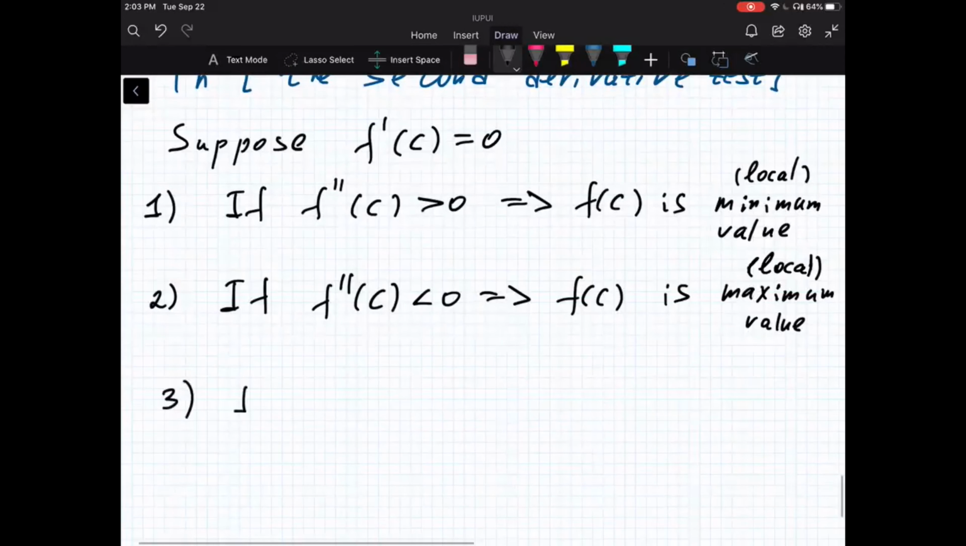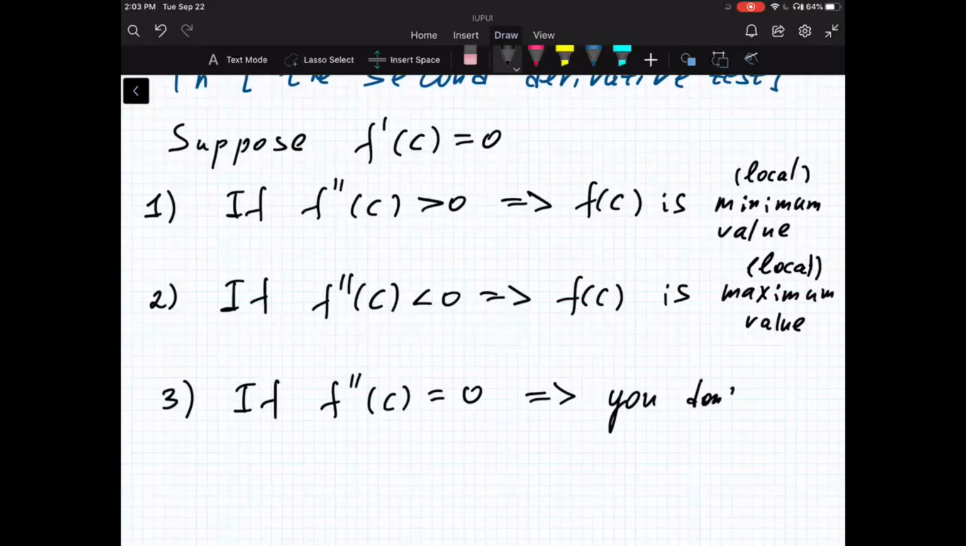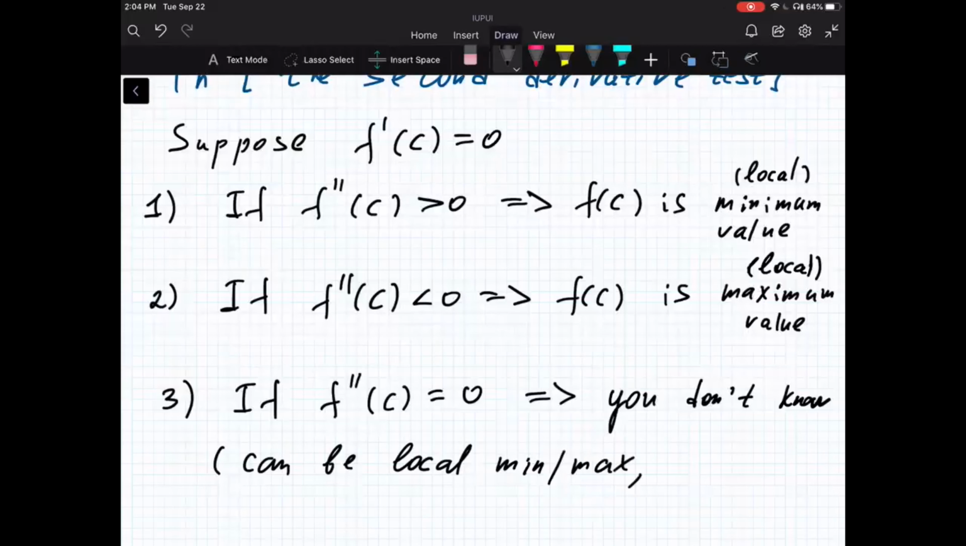And third case, if for some reason you calculated the second derivative and it appears to be 0, then you don't know. That means that it still can be a local minimum or local maximum, or neither of them. So you need to investigate it differently.